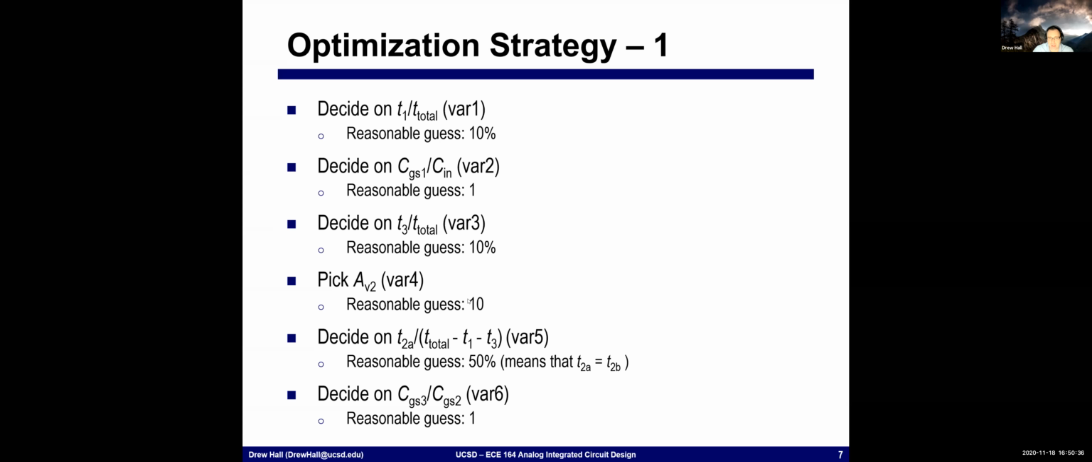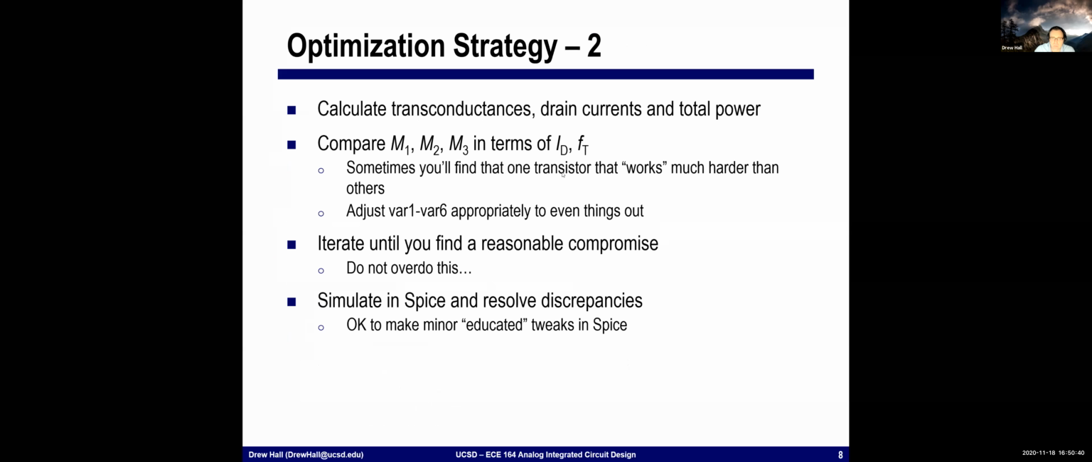And this may turn out that my choice of putting gain at the second stage was too much or too little. The easiest way to figure that out is to look at how much current I'm dumping into a transistor and what its FT is. Both of these are metrics that we understand about how hard the transistor is working.